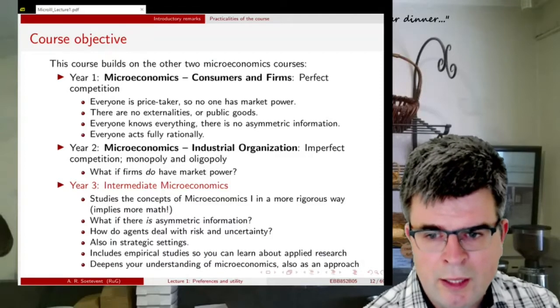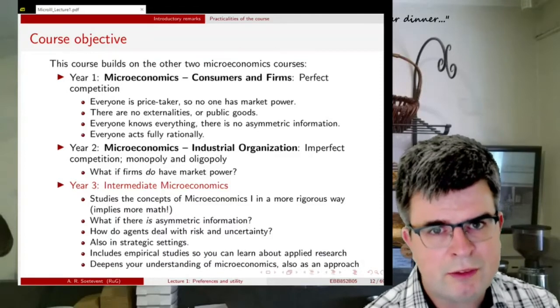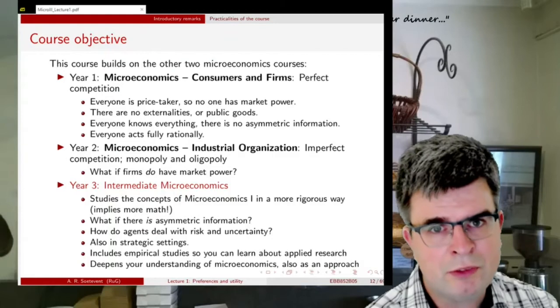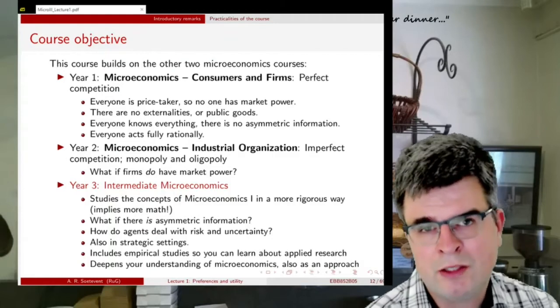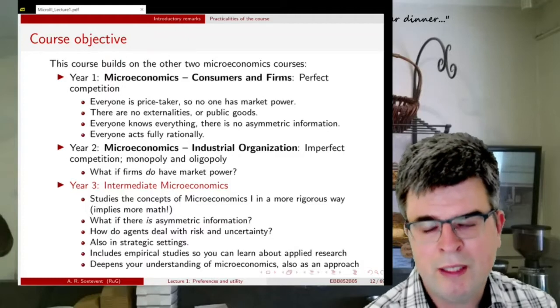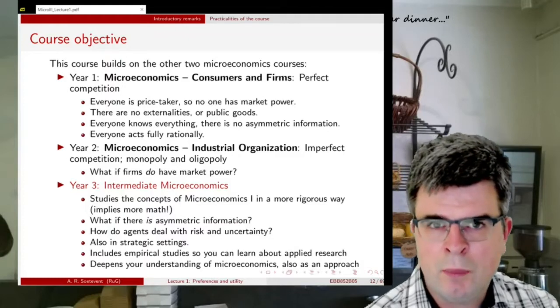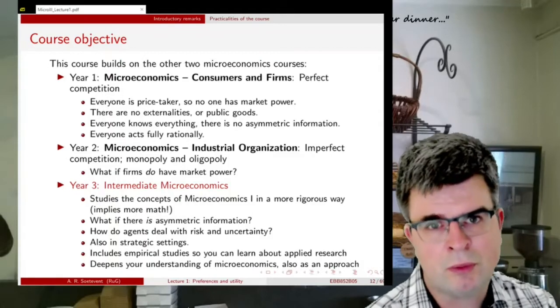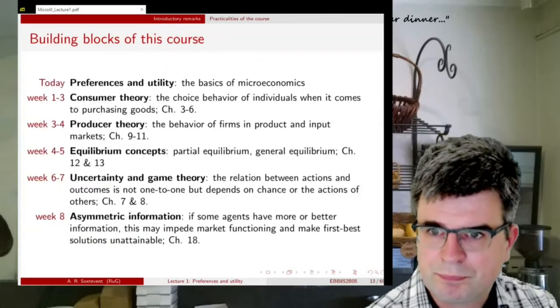And I include empirical studies such that it will not be too dry, I hope, but you will also learn about what applied research is, how economists apply these tools in daily practice, working with data. And I hope that this will all deepen your understanding of microeconomics also as an approach.